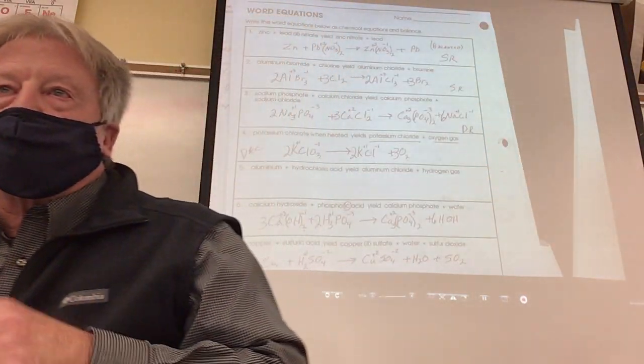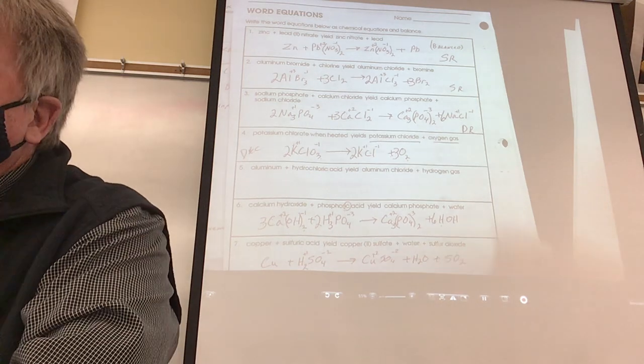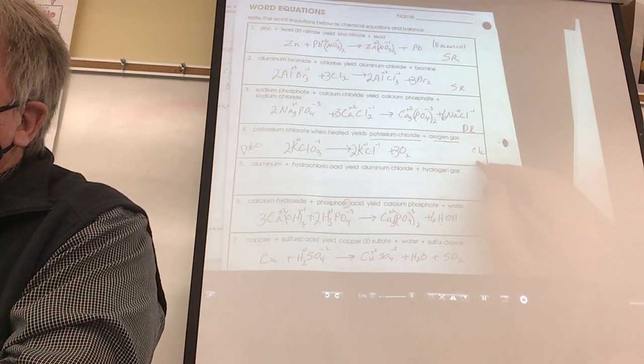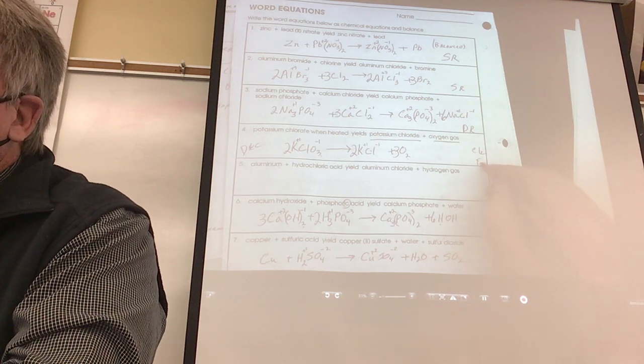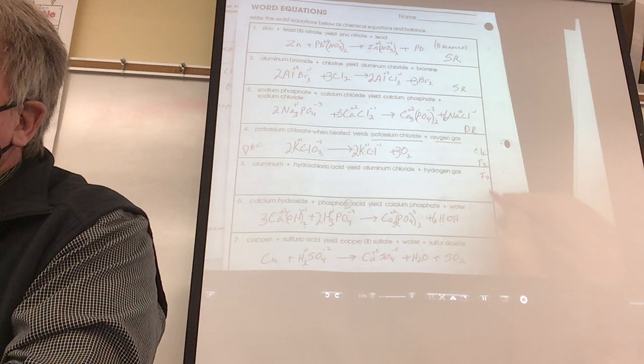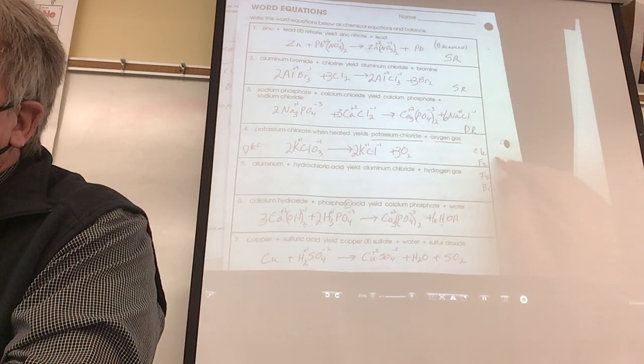How do I write chlorine? The element chlorine. All right, so that's a diatomic element. What's another one? What? F2, another one? Another one? And what about the halogens?